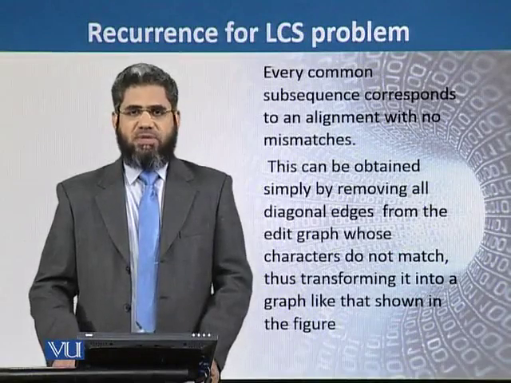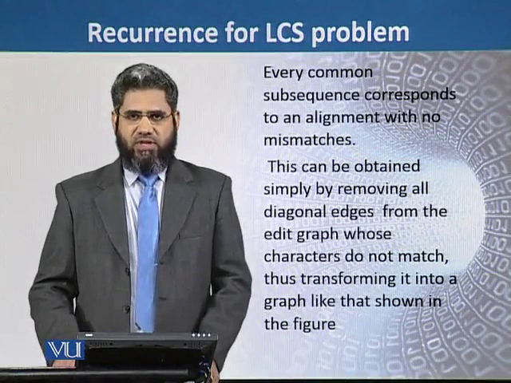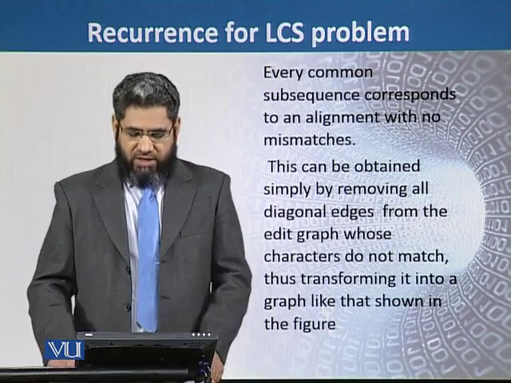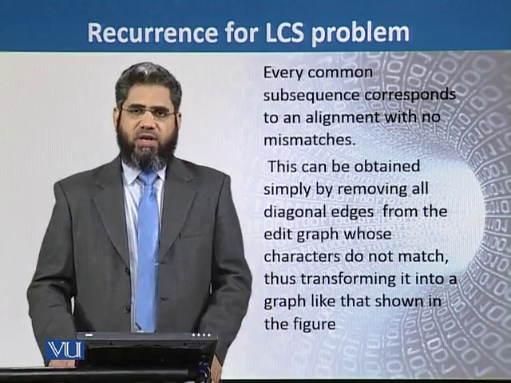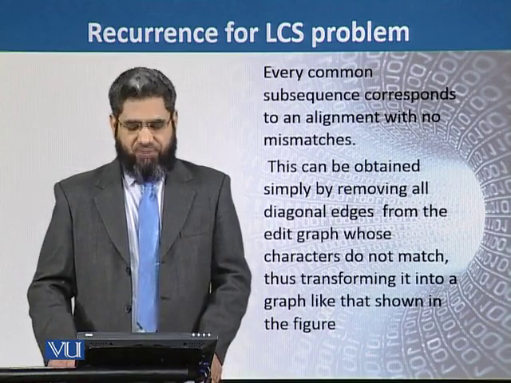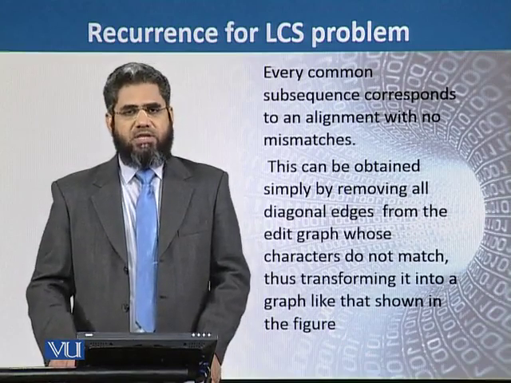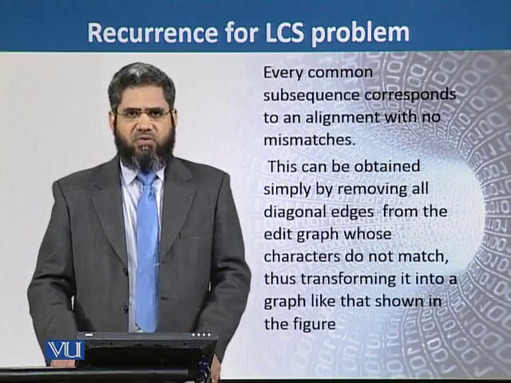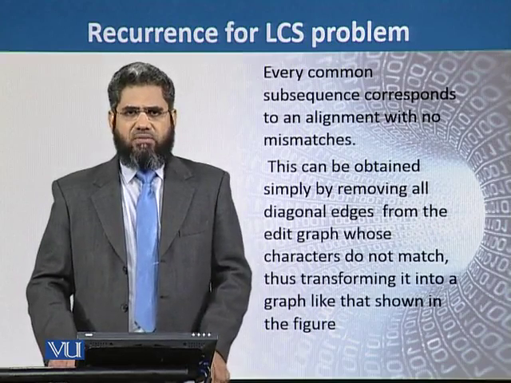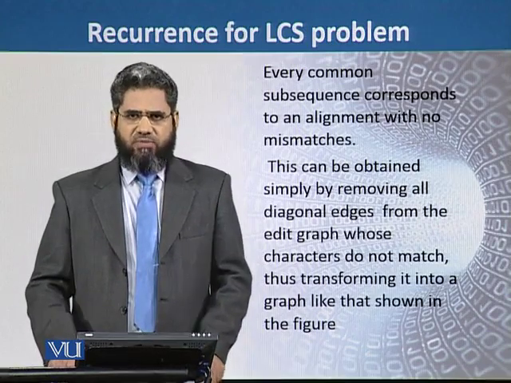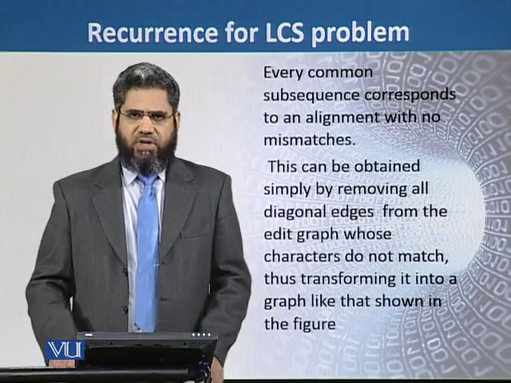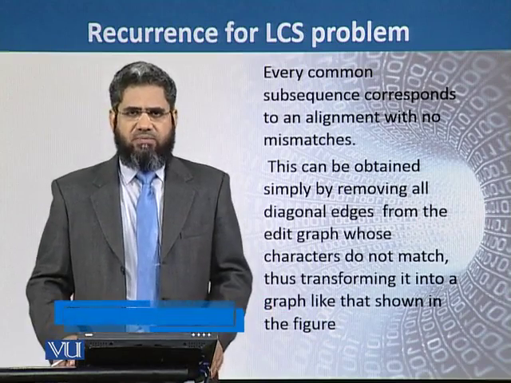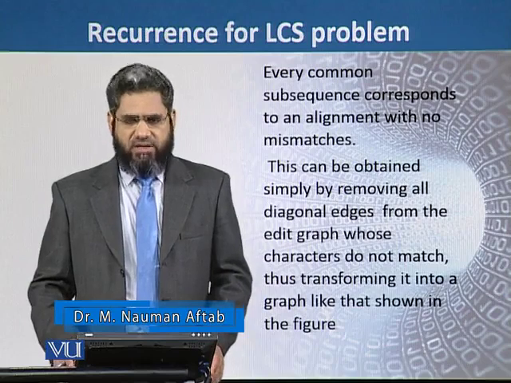We know that a common subsequence is a sequence that is present within the strings V and W. So every common subsequence corresponds to an alignment with no mismatches, and this can be obtained simply by removing the diagonals at positions where there is a mismatch, and retaining the diagonals only at positions that are identical. It means that at those positions the characters in both the V and W strings are identical.